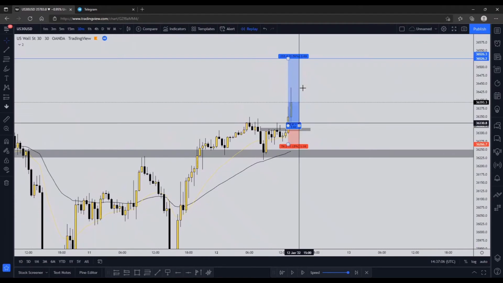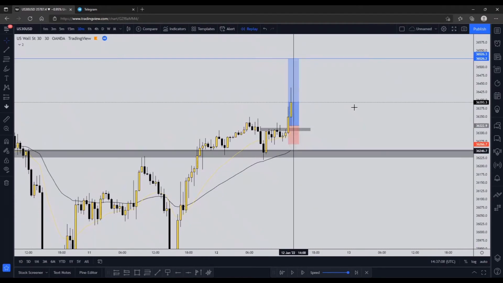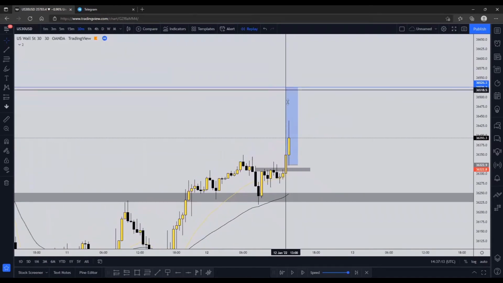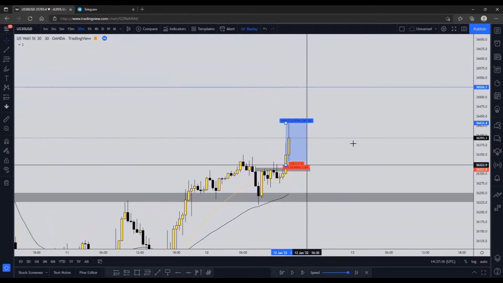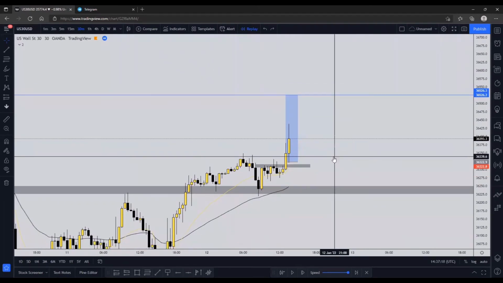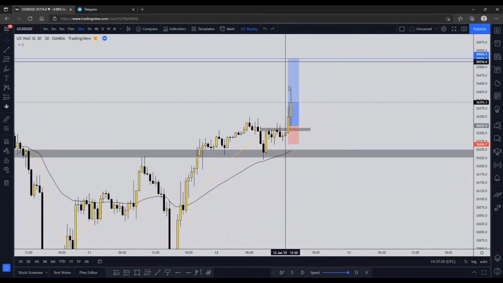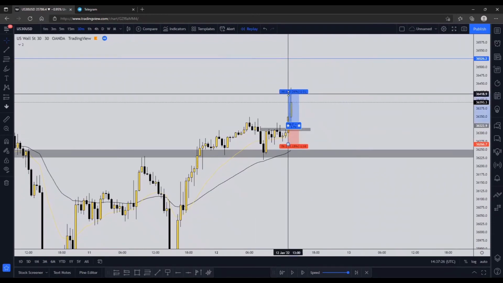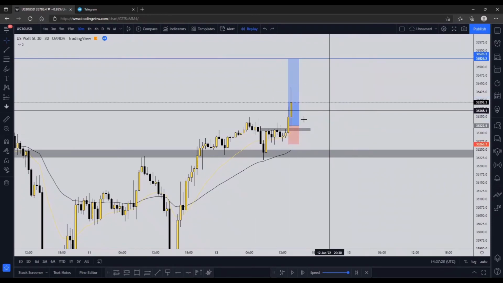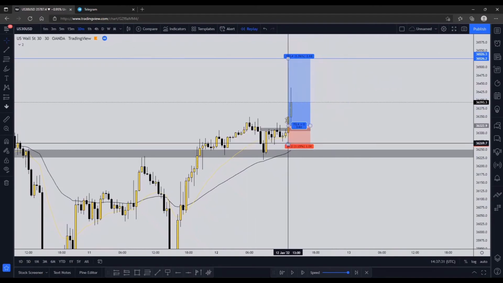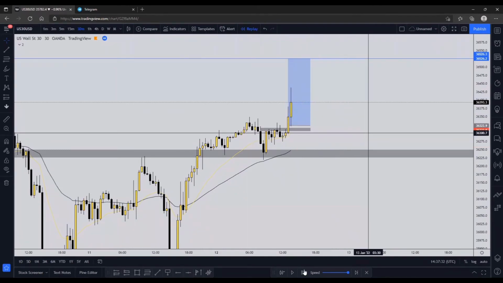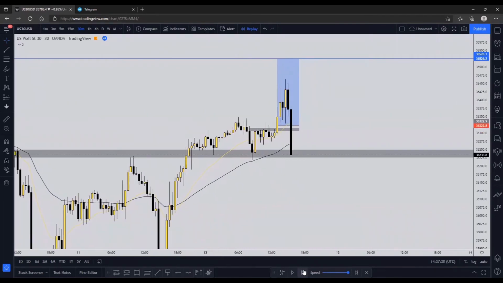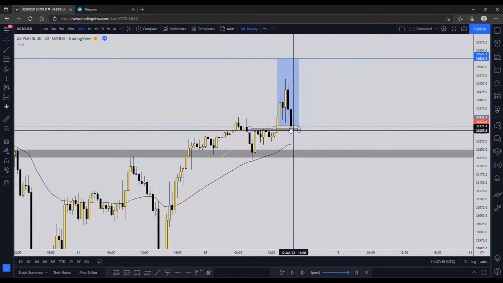Once I saw price reach that level, what I did was move my stop to break even. I don't want to risk anything more. I took partials over here, at around a 1-to-1.7, let's just say. So I took partials here, and then what happened was I got taken out at break even. Let me show you. So I got taken out at break even.